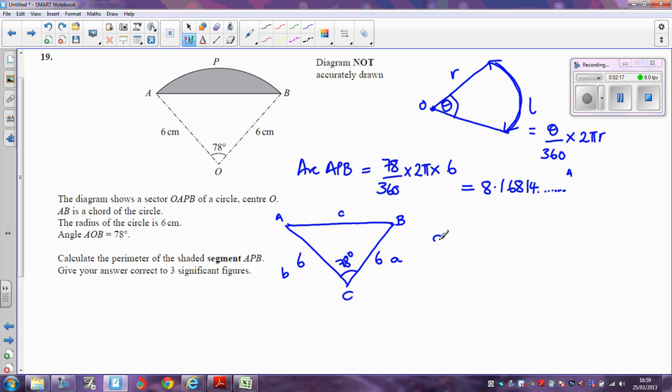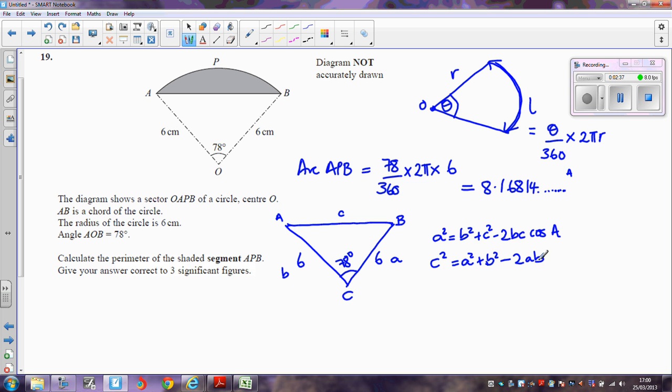What we're given in the exam is this version of it. a squared is equal to b squared plus c squared minus 2bc cos A. But remember, I can juggle that around and make it so it starts c squared instead. So c squared will be the other two letters, a squared plus b squared minus 2ab cos C. So let's put in the information that we've got. So that's 6 squared plus 6 squared minus, always put a bracket around this bit, 2 times 6 times 6 times cos 78 degrees.